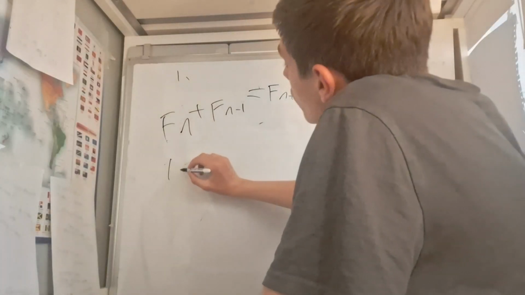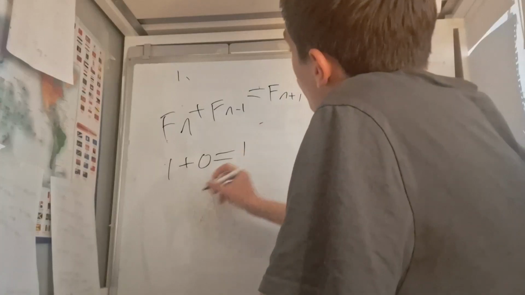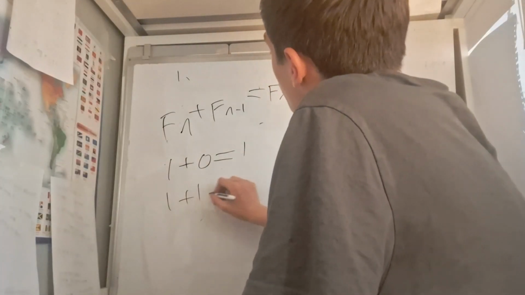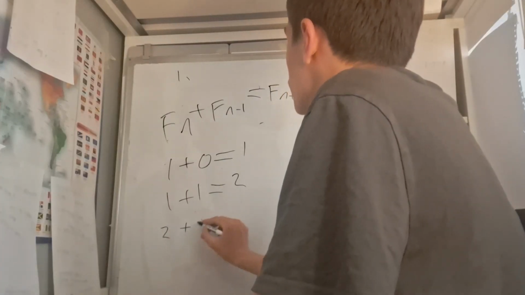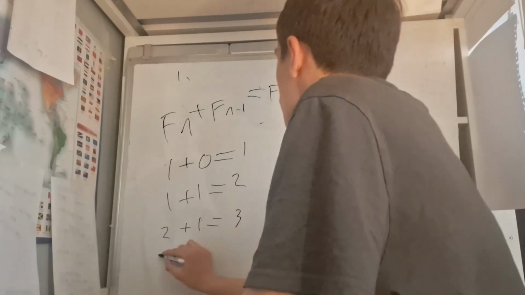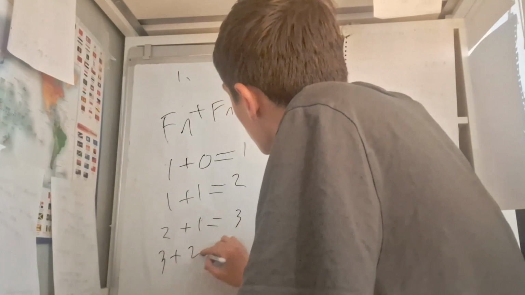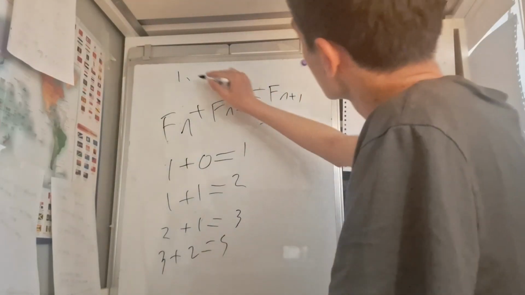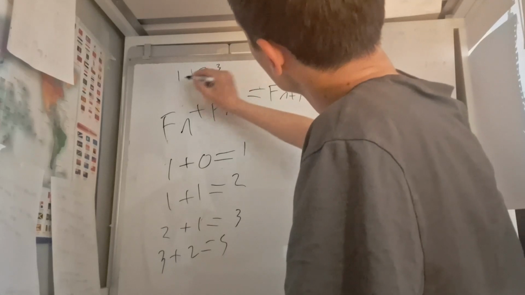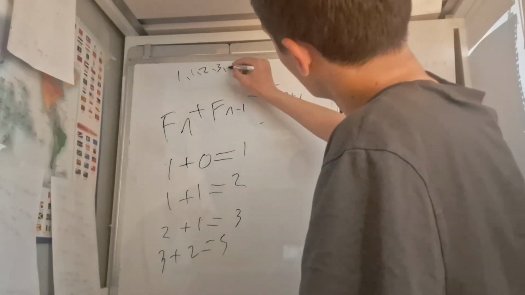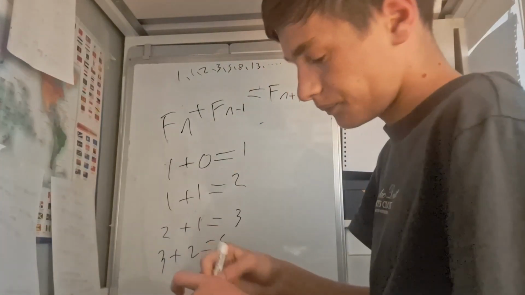Anyway, so 1 plus 0, as we did earlier, is 1, plus 1 equals 2, plus 1 equals 3. I always do 3 as 1. Then 3 plus 2 equals 5, then 5, 8, 13, and you just keep going.